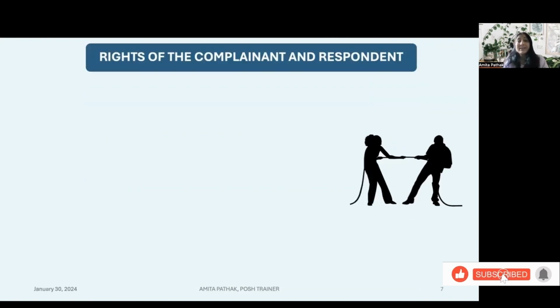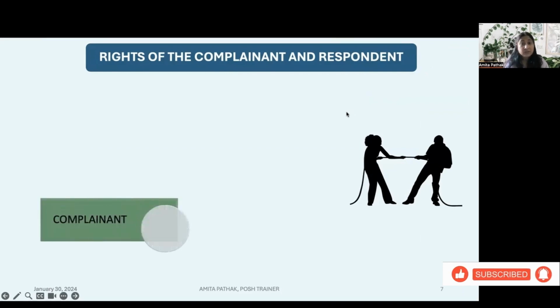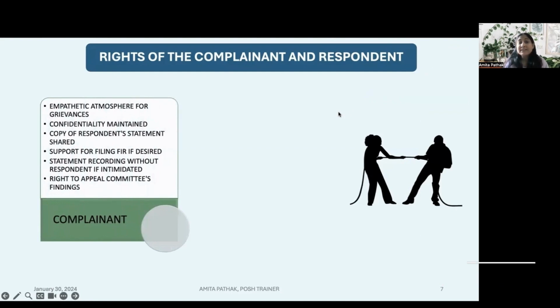Next comes the rights of the complainant and respondent. We must know the rights of the complainant, the person who is going to complain, and the respondent, the harasser against whom the complaint has been raised. Complainant's rights: an empathetic atmosphere for grievances. Confidentiality maintained. Copy of the respondent's statement shared. Support for filing an FIR if desired. Statement recording without the respondent if intimidated. Right to appeal the committee's finding. So these are the rights of the complainant.